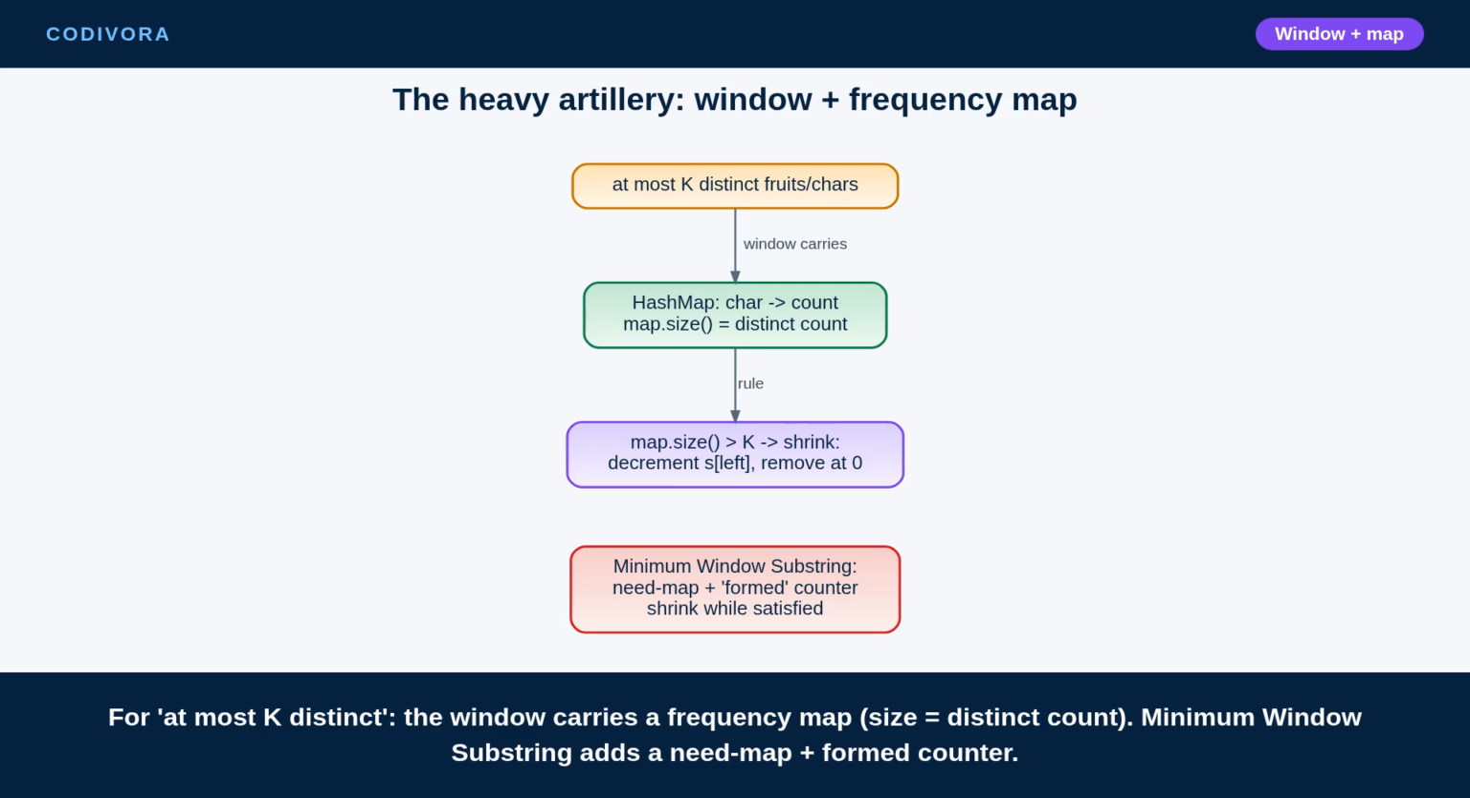The heavy artillery: a window carrying a frequency map. At most k distinct characters. The map tracks counts, its size is your distinct count. Exceed k, and you shrink, decrementing the leaving character and deleting it at 0. The boss problem is minimum window substring. Find the smallest window containing all characters of target. You keep a need map and a form counter, expand until satisfied, then shrink while it stays satisfied, recording the best. Anagram detection, character replacement, permutation in string, all this same window plus map machinery. Master the map bookkeeping, and the whole family falls.